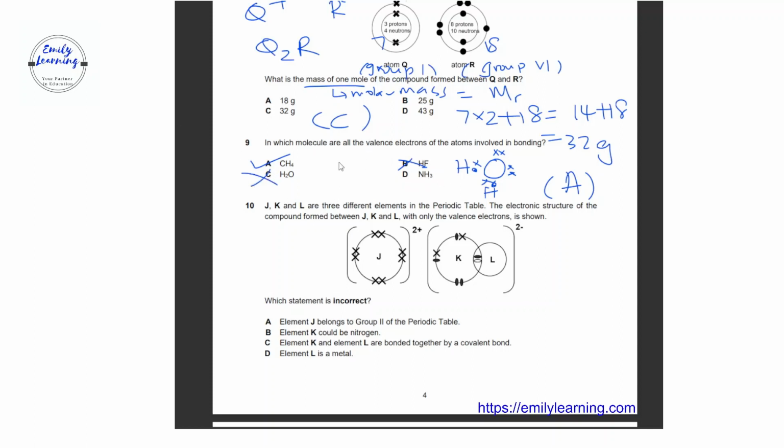Next, NH3. So nitrogen is in group 5, so I'll draw out 5 electrons. 1, 2, 3, 4, 5. There are 3 hydrogens, and they will bond to nitrogen. So if you look at this dot and cross diagram of NH3 here, you notice only 3 out of the 5 electrons are used for bonding. So 3 out of the 5 valence electrons are used for bonding. So therefore, not all of the valence electrons are used for bonding. So therefore, D is not the answer.